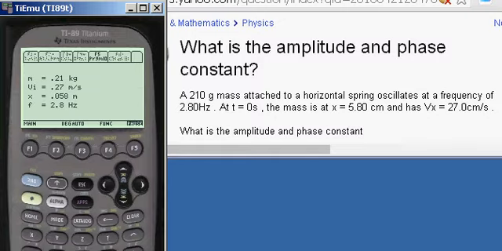I always show you what you've entered. You can check it if you want. Here we have mass 0.21 kilograms, velocity 0.27 meters per second, the stretch is 0.058 meters, and the frequency is 2.8 cycles. I say it's okay, and we do our calculations. Now I'm giving you much more than the amplitude and the phase, but you never know what they might be asking on these things.